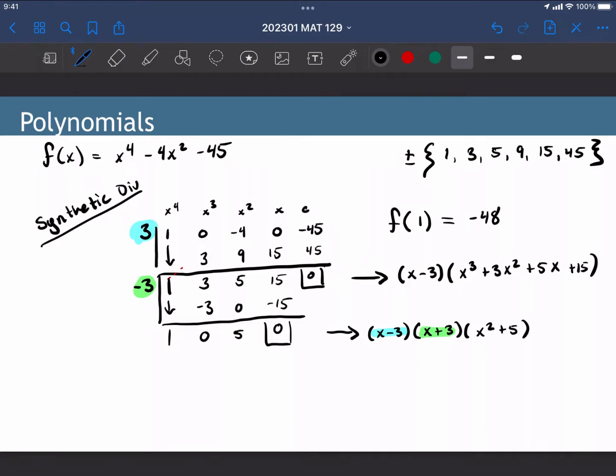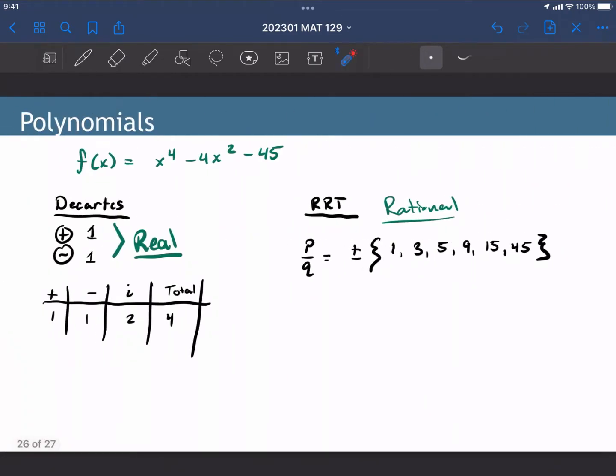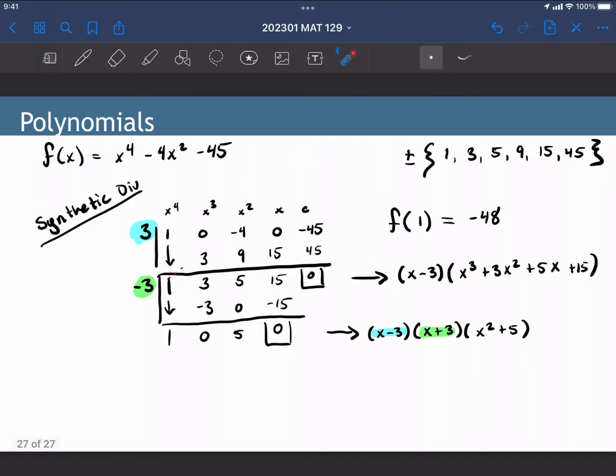Because again, going back to Descartes' rule of signs, I knew I had one positive root, I knew I had one negative real root. There's a total of 4, so then we filled in the gap and we said, oh, well then there must be 2 complex roots. And there they are, and they were conjugates, the plus and minus 5i. All right? And so there we go. I now have my polynomial completely factored down using synthetic division.